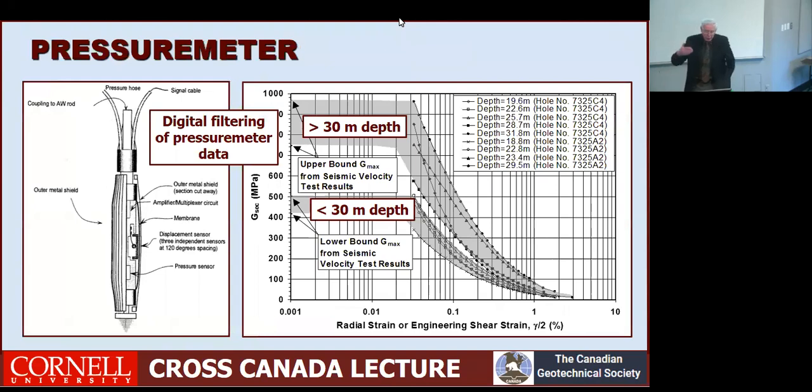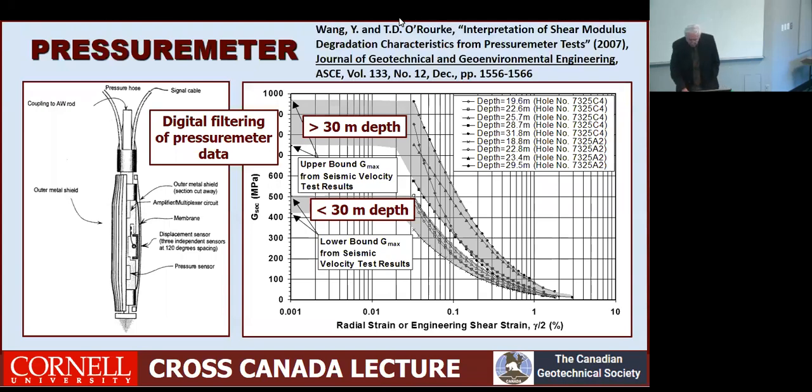Turns out that we can go to telecommunications. We can use what's called digital filtering theory on the pressuremeter data, where you actually take the force displacements, which are a bit wavy, convert them into a frequency domain, do a Fourier transform, bring that out into a differentiable equation, and you can refine your pressuremeter data. And we wrote a paper on this. This is shown up there.